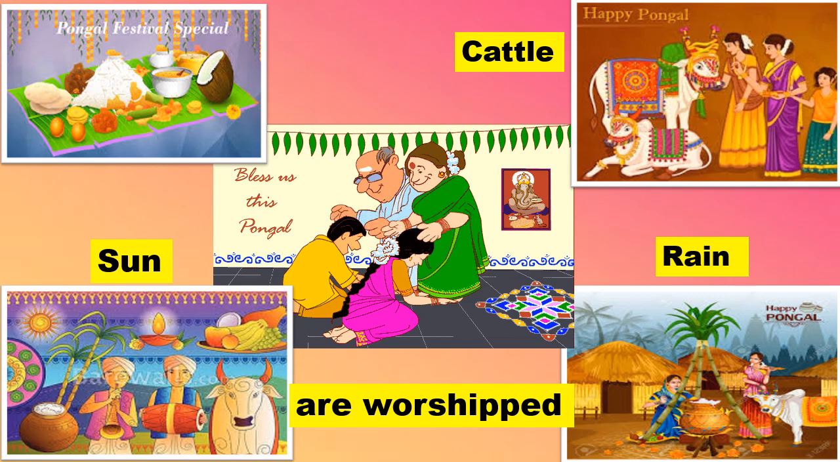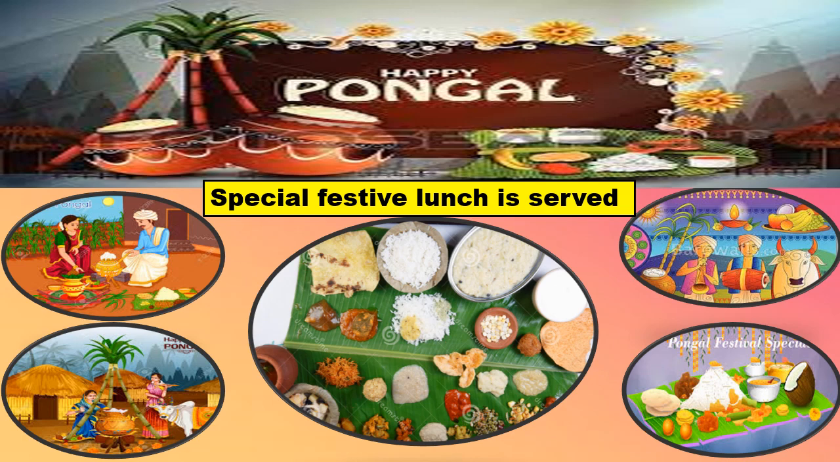The rain, sun, and cattle are worshipped as they bring a good harvest of crops. Also, we find the children taking blessings from their elders. We observe a lot of family bonding between the family members as they prepare their special festive lunch, which is served on a banana leaf. There is music and enjoyment all throughout the day.